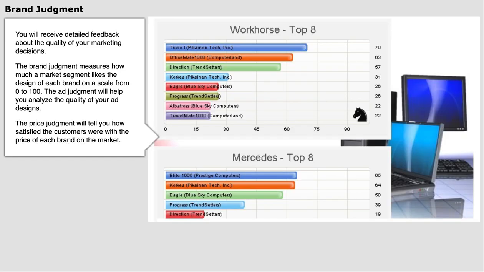You will receive detailed feedback about the quality of your marketing decisions. The brand judgment measures how much a market segment likes the design of each brand on a scale from 0 to 100. The ad judgment will help you analyze the quality of your ad designs. The price judgment will tell you how satisfied the customers were with the price of each brand on the market.